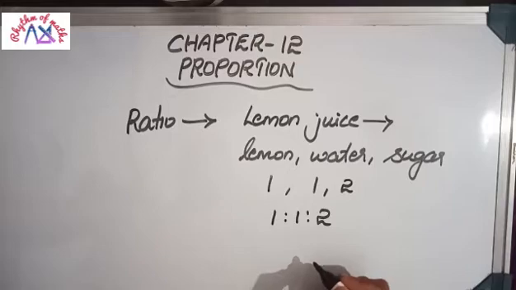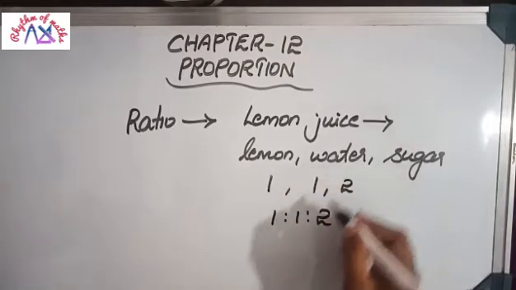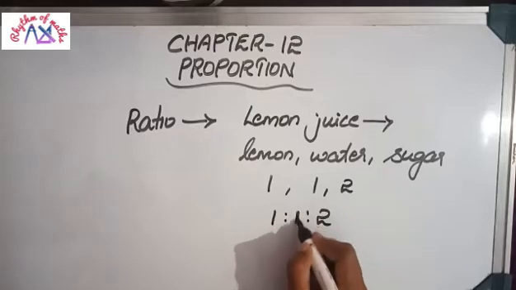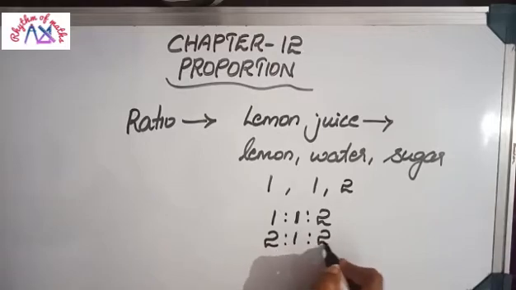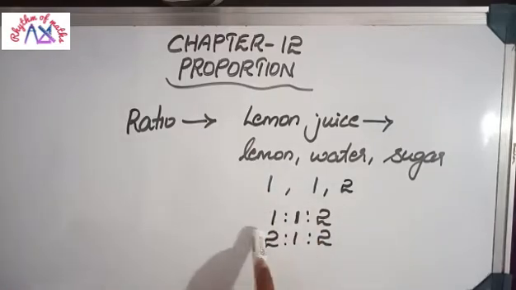This is just an example. 1 is to 1 is to 2. If we are taking 1 glass water and 2 teaspoon of lemon, the ratio will be 2 is to 1 is to 2, then that lemon juice won't be good, because here one quantity we are taking as double instead of 1.